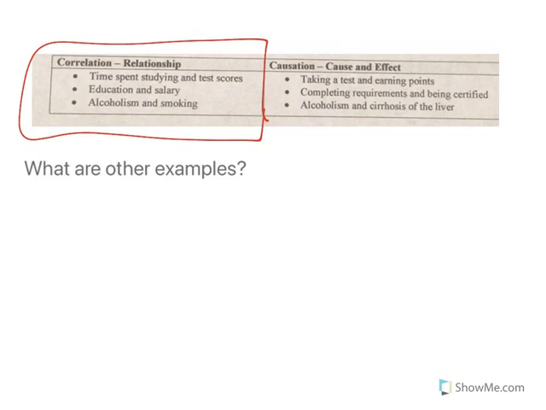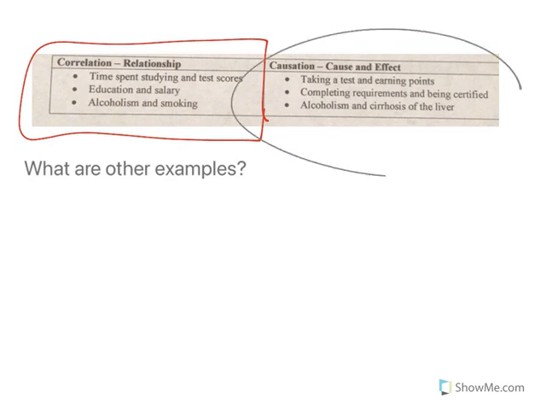Correlation, education, and salary. Right? Just because you have more education does not necessarily mean you're going to earn more money. There might be a relationship, but one does not cause the other. Alcoholism and smoking. Looks like there is a relationship. Generally, the more you drink, the more you smoke. There's a relationship between those. That doesn't mean one causes the other.